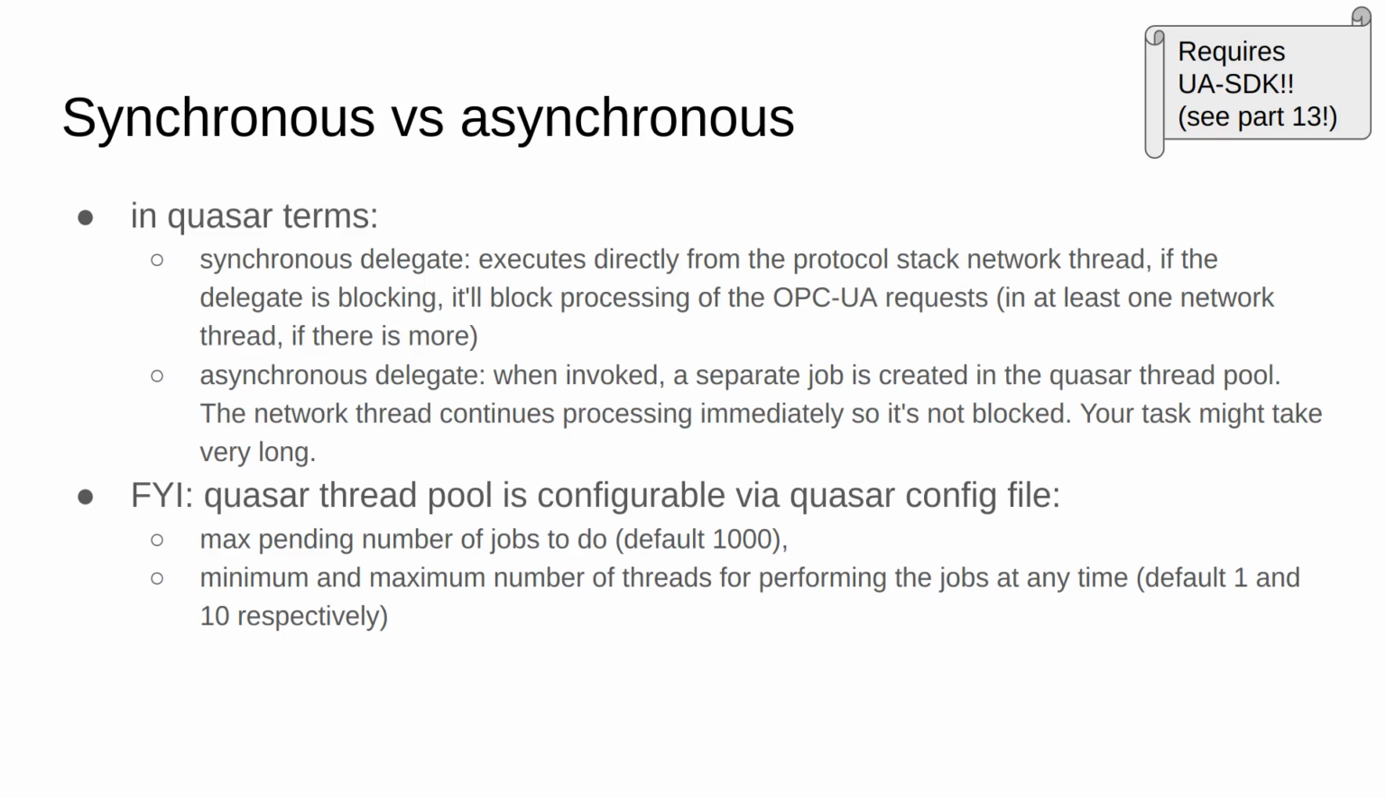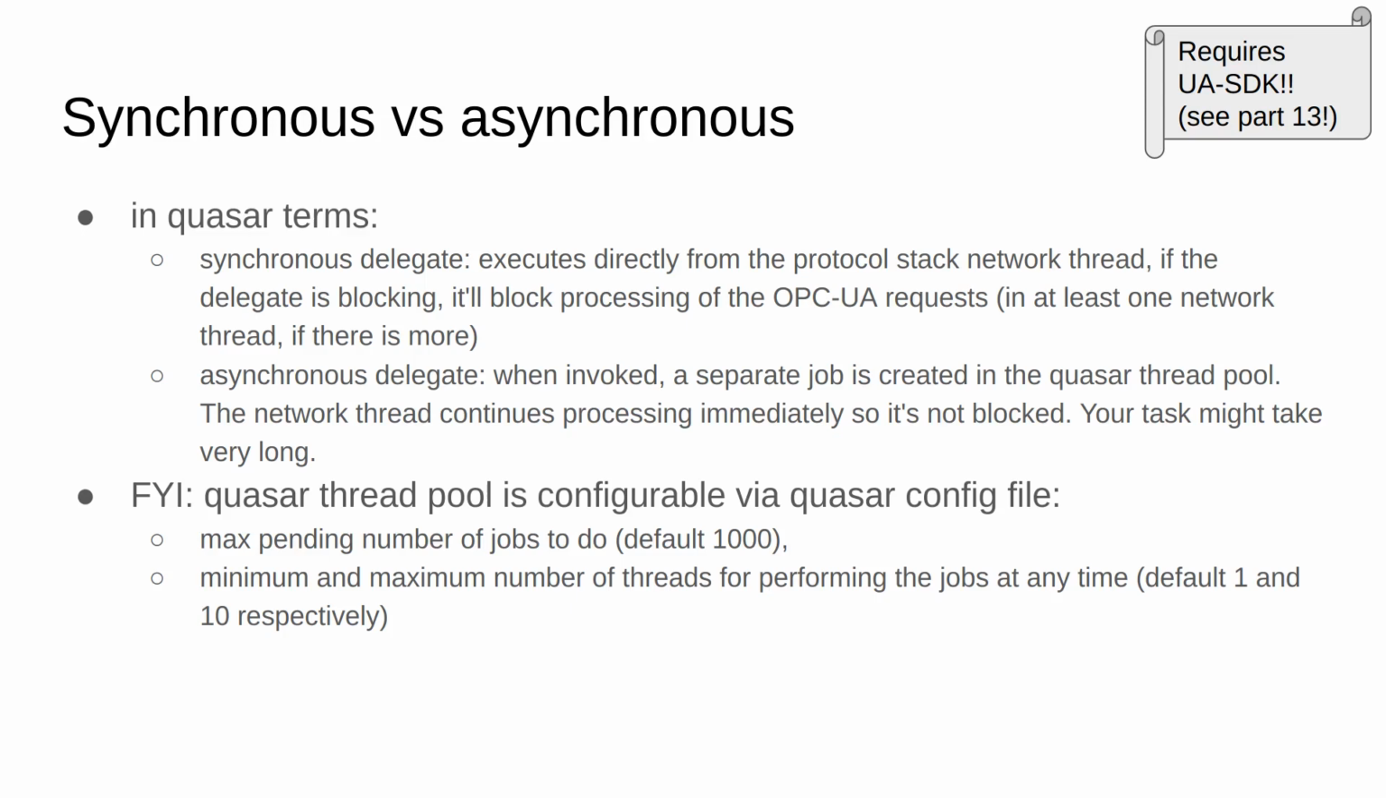So whether we're talking about synchronous or asynchronous, it's about whether the delegate is executed directly from the protocol stack network thread or threads, depending on the protocol stack, or independently from it. So we have two possibilities. Synchronous means directly from the protocol stack, which means the protocol stack via Quasar will route this call to the delegates that you would write normally.